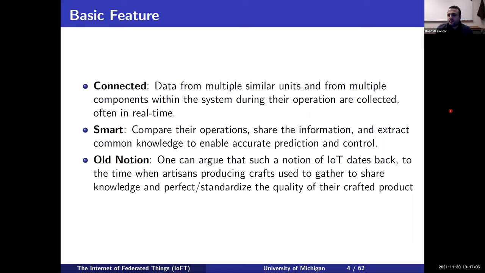And then we have smartness, because we have data from multiple similar units. We can compare their operations, extract some useful information to enable accurate prediction and control. And one can really argue that this notion is a very old notion, when artisans used to come together to perfect their craft in geographically close locations.